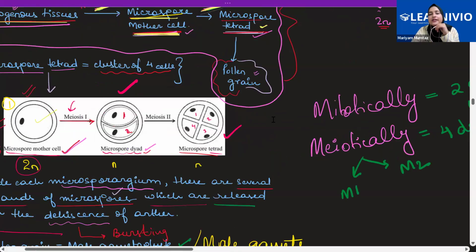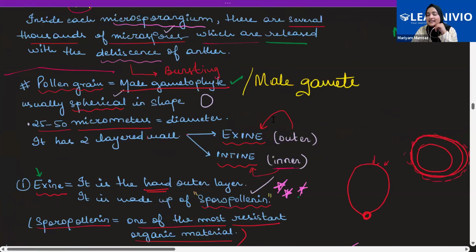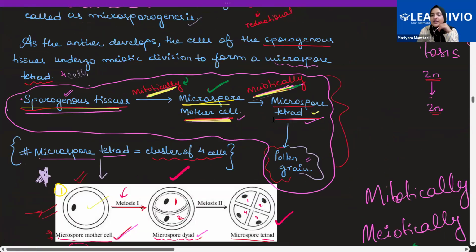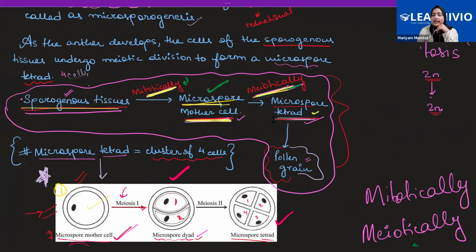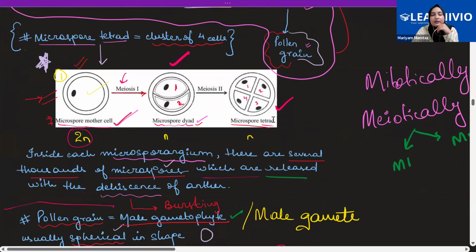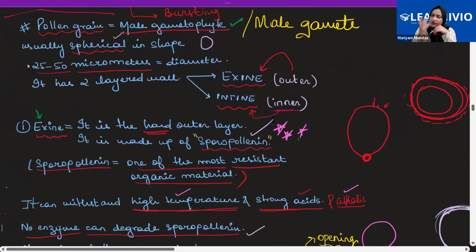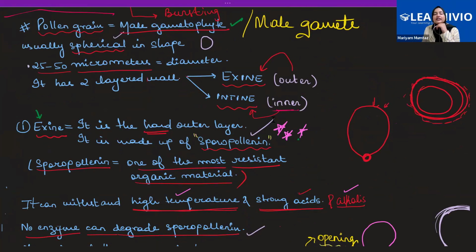So, moving forward, microsporogenesis results in the formation of the microspore. Microspore means the pollen grain, right? And the pollen grain is the male gametophyte of the plants. Pollen grains are mostly spherical in shape, but it's not necessary that they are spherical for every species. They can be ovoid, oval, round, or star shaped. Different kinds of pollen grains are there.